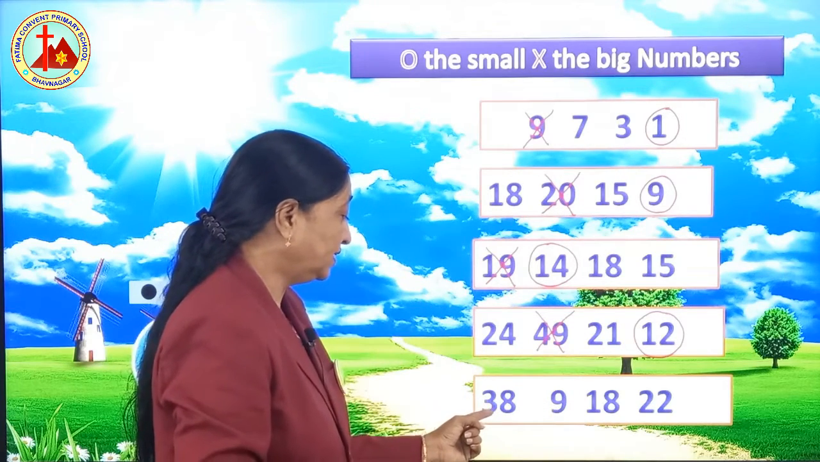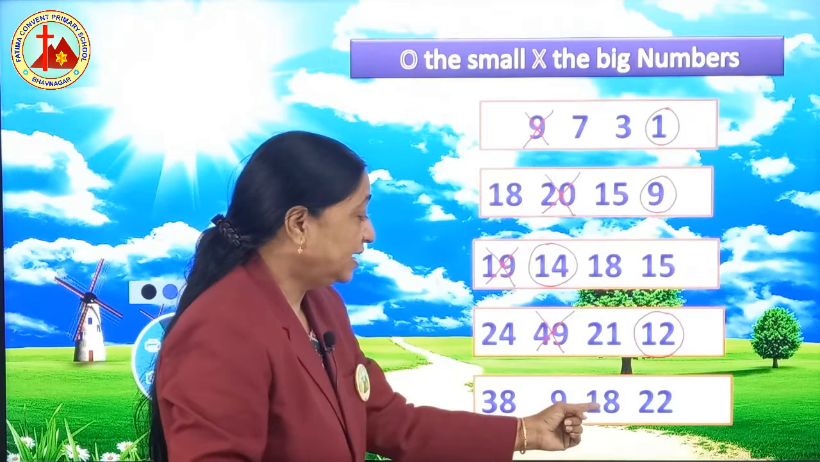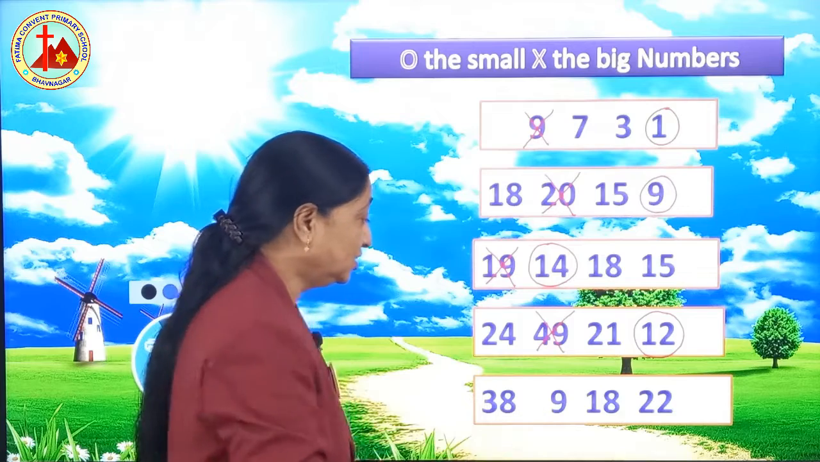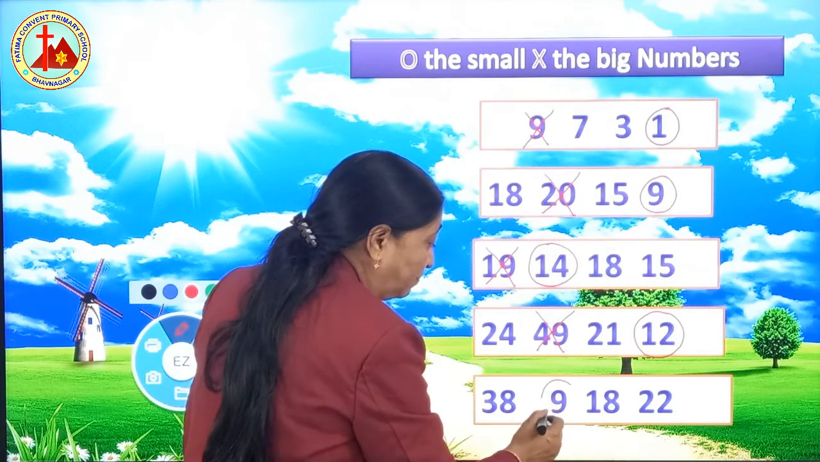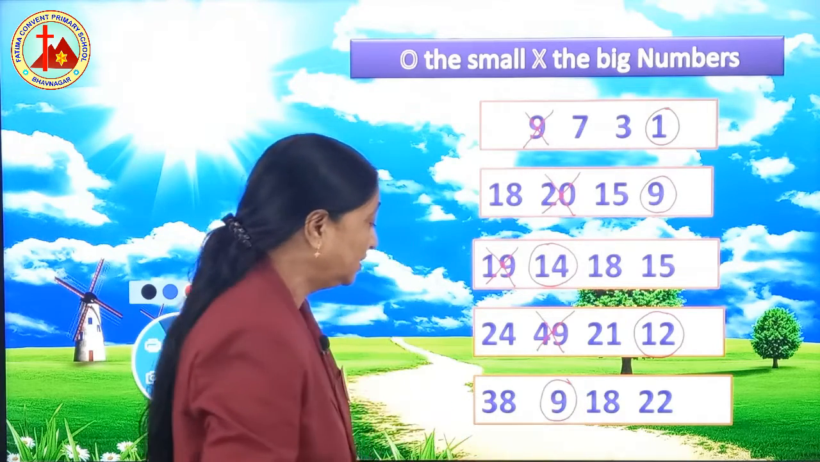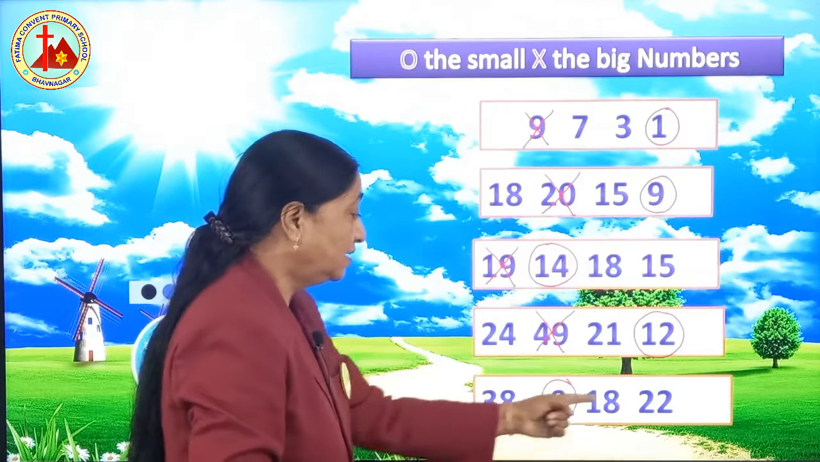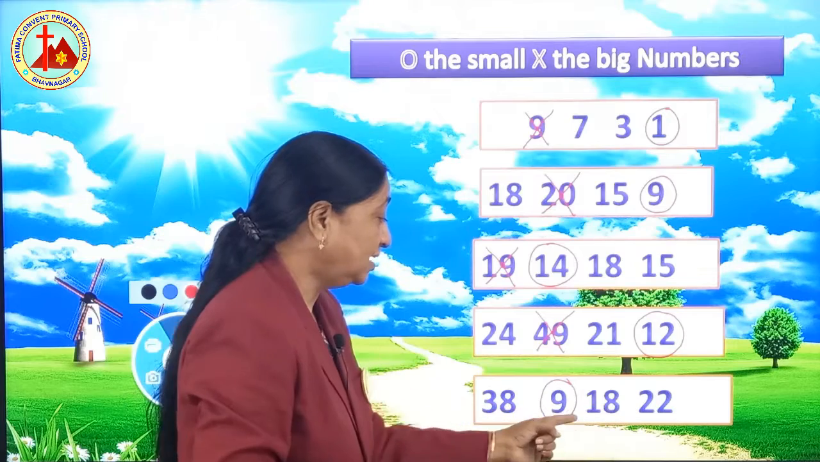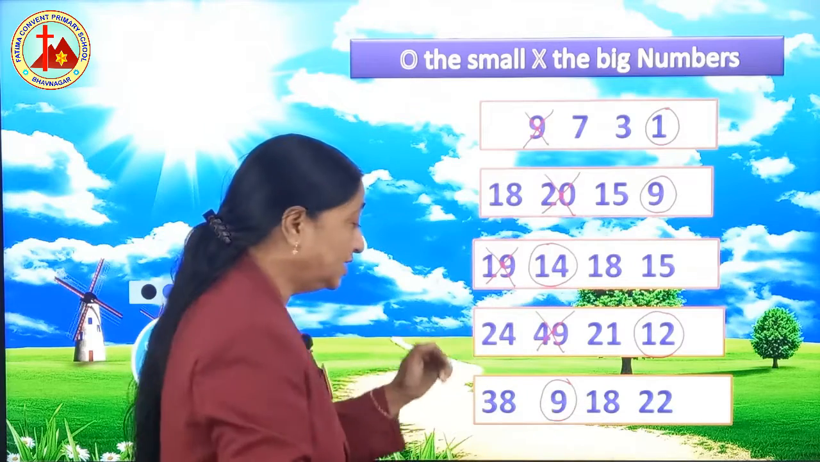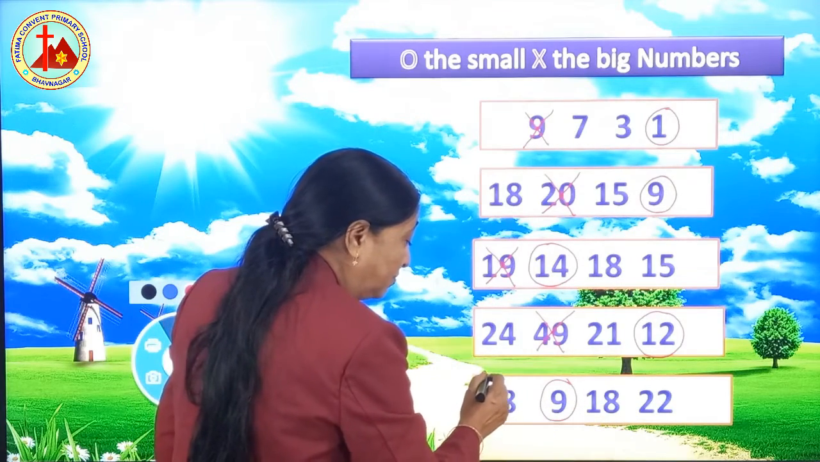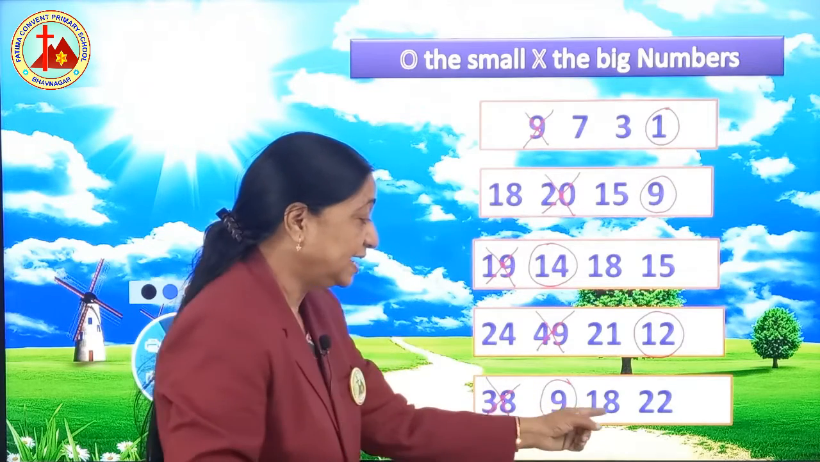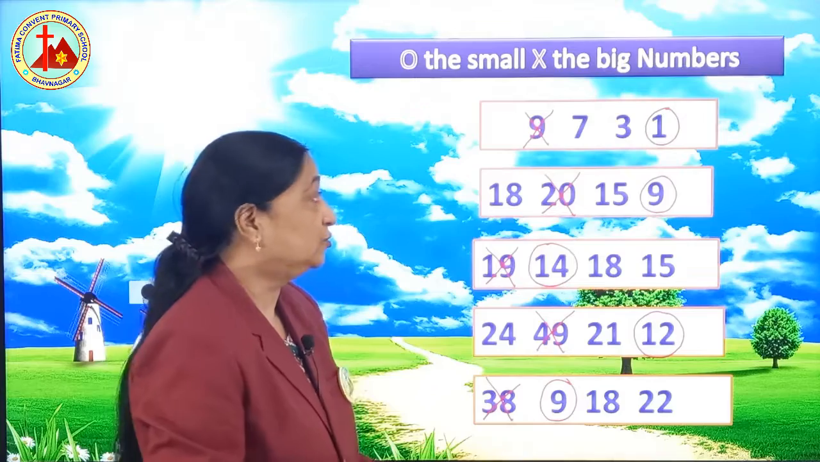Now the next one, 38, number 9, 18 and 22. The single digit is always the smaller one. So we will put a circle on the smaller one first. Now we will see which is greatest among all these: 3, 1 and 2. See, so 1, 2 and 3. So 3 is a bigger number. So here number 38 is the bigger number. Yes, bigger than 18 and bigger than 22.